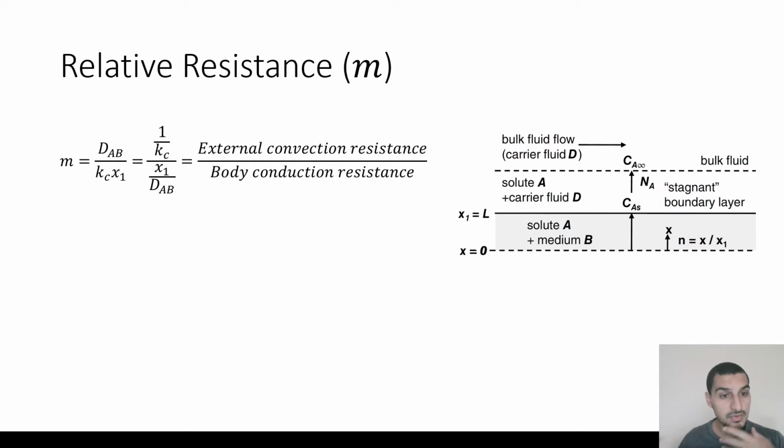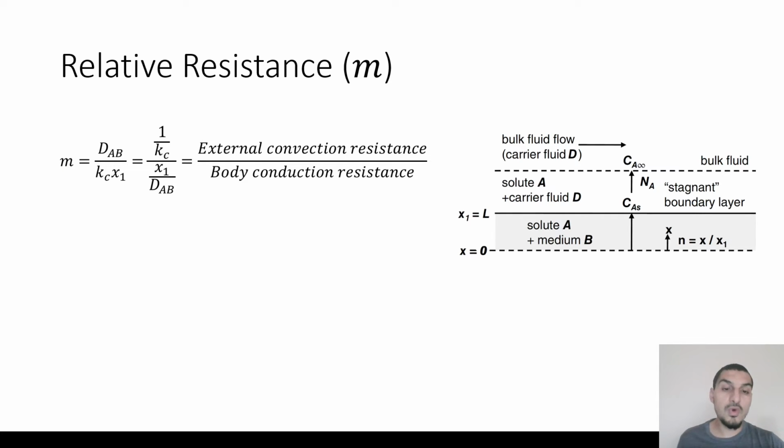If you have very high or very quick mass transfer in the convection part, there is very low resistance, then you will have a very large value of Kc, so the resistance is very small, and vice versa. So this represents the resistance in the convection outside the body, the external convection, and this x1 over DAB is the internal conduction, or the body conduction. It's molecular diffusion, the body molecular diffusion resistance. So this is the meaning of m.